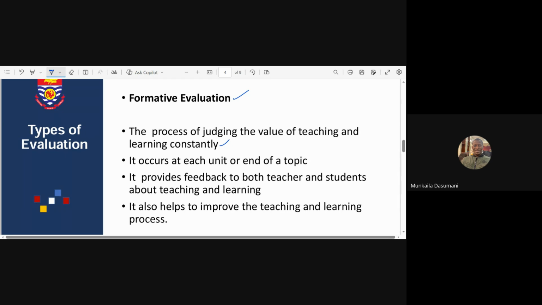So it occurs at each unit or end of a topic. At each unit, you are starting your teaching. You're teaching quadratic functions, and you start with the definition of a quadratic function. You give them the function. Let's say we have two ways of doing it. Maybe you want to use the completing the squares method. You express it to the general form, f of x equals ax squared plus bx plus c.